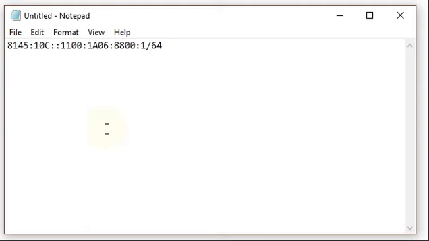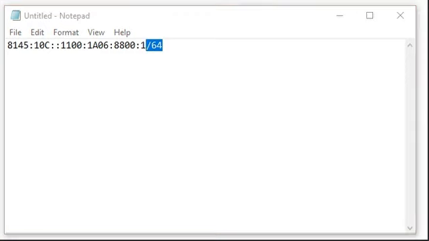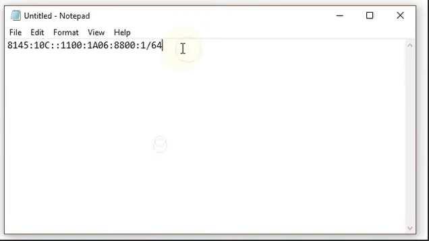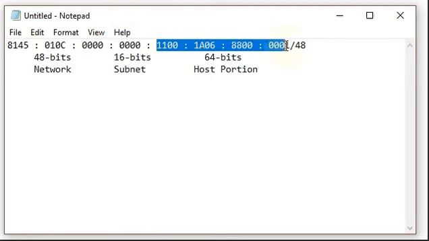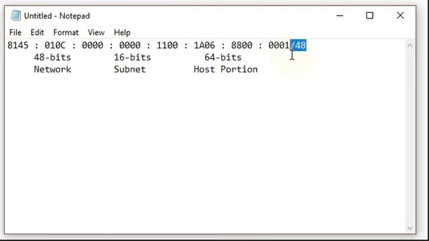Now, in CIDR notation, it's commonly written with a slash, as you can see here, and the number of bits in the network address, which is normally 64. In subnetting, you would use the last 16 bits in the network address as the subnet address and put a /48 to indicate that only 48 bits are in the network address. As you can see, the first 48 bits is the network, the next 16 bits is the subnet, and the last 64 bits is the host portion. And here's the /48.